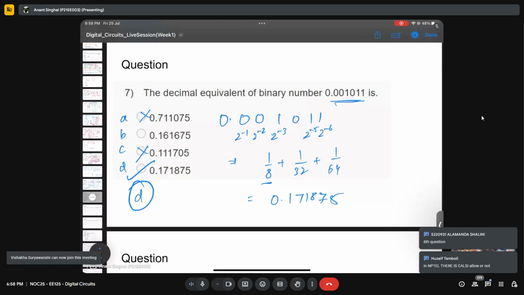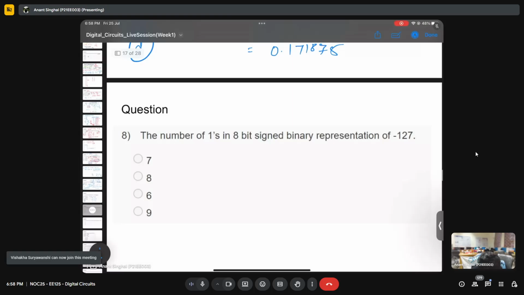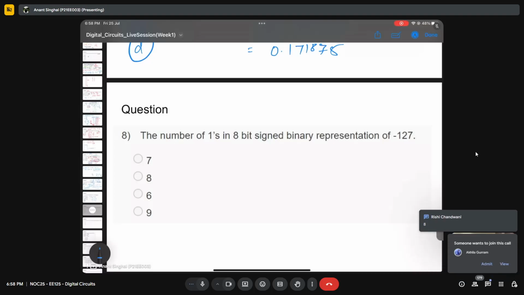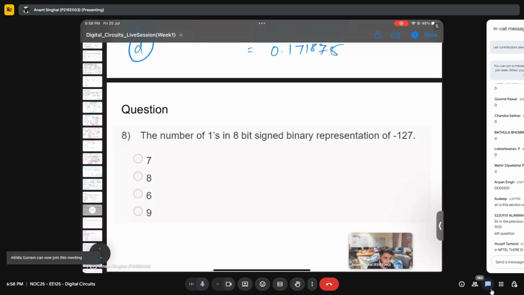I don't think a calculator is allowed, so let's just do this. Whosoever knows already, you can write your answers in the chat box. I can see some of the answers already, which are 8.